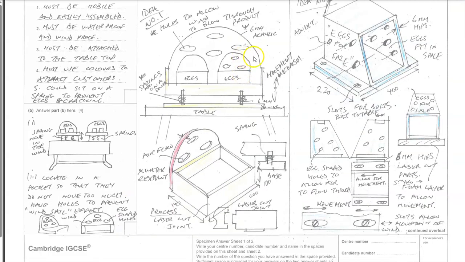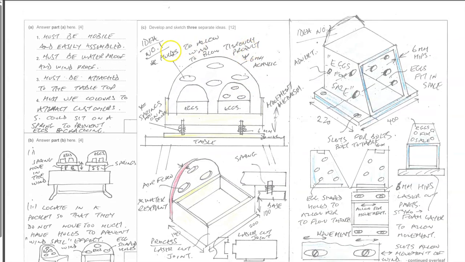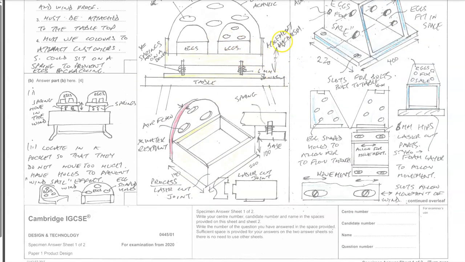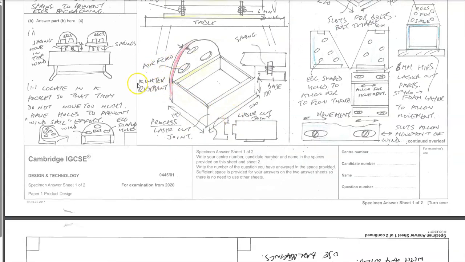So idea number 1, I've used 6mm acrylic. I've mentioned the holes allow the wind to blow through it. It's got springs here on a stand. The eggs fit into this cavity. There's movement, there's a mechanism, and there's the table. I've also mentioned airflow. I've also mentioned it's water resistant.